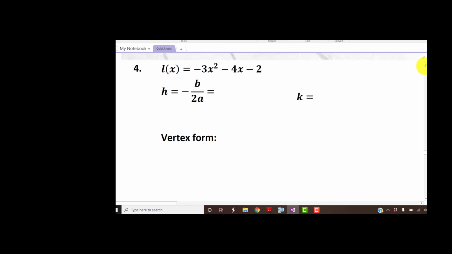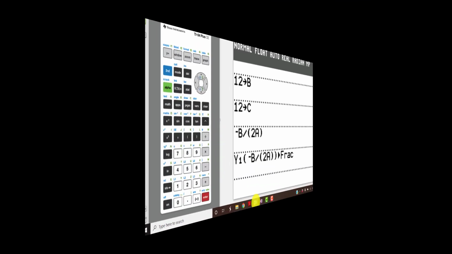So let's go again. Let's enter A, B, and C. So in this case, A is -3, B is -4, C is -2. Don't wait for me. You can pause the video, do it on your own, and see if you find the same vertex form that I'm going to write. Go ahead. All right, let's check it out.